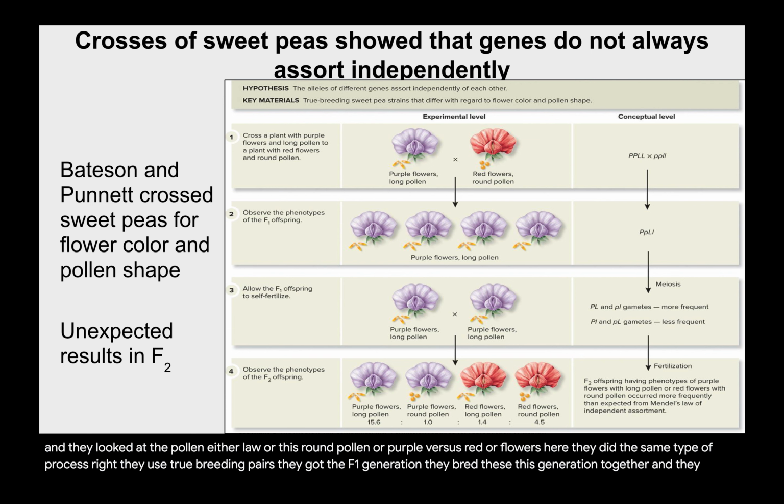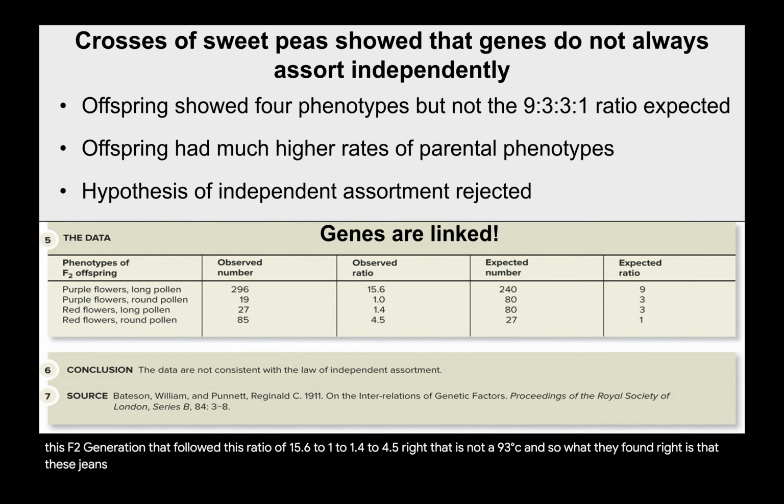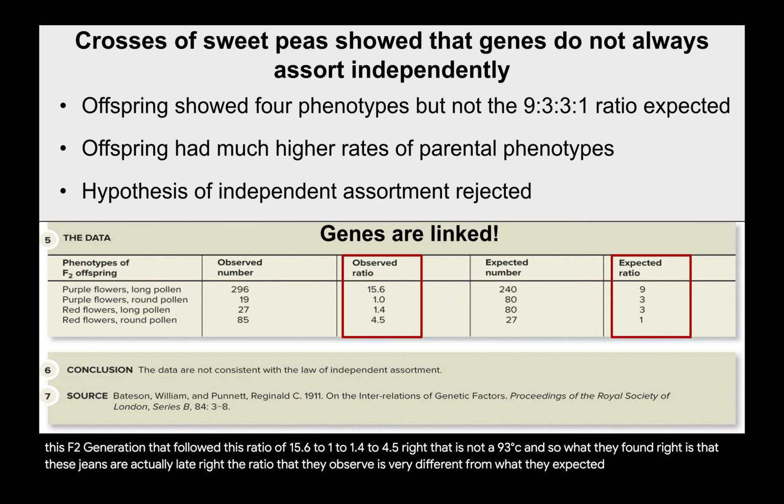And they got this F2 generation that followed this ratio of 15.6 to 1.4 to 1.4 to 4.5, right? That is not a 9 to 3 to 3 to 1 ratio. And so what they found is that these genes are actually linked. The ratio that they observed is very different from what they expected.